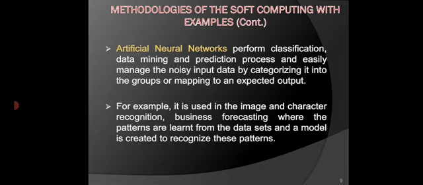Next is the artificial neural network. Artificial neural networks perform classification, data mining and prediction, and easily manage noisy input data by categorizing it into groups or mapping it to an expected output. For example, it is used in image and character recognition and business forecasting, where patterns are learned from the data sets and a model is created to recognize these patterns.